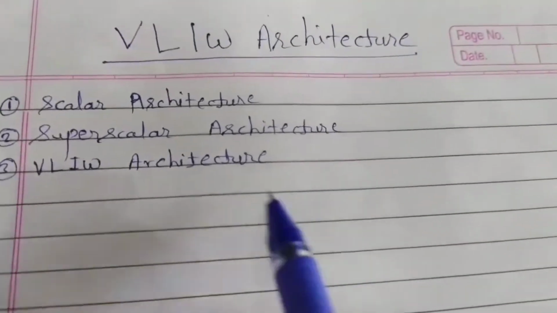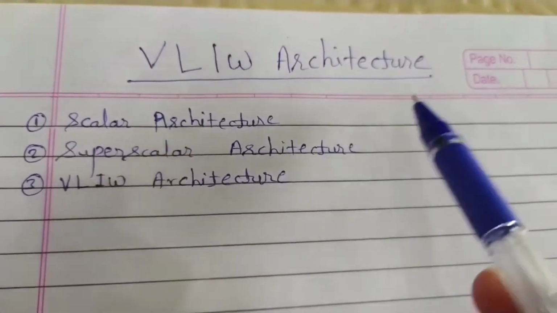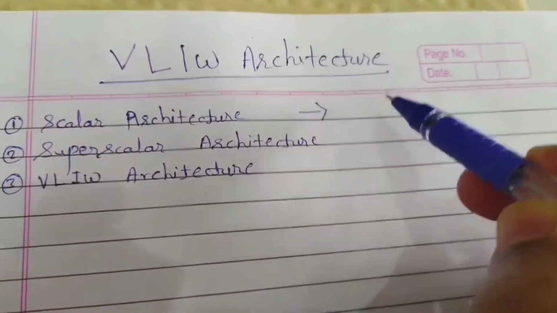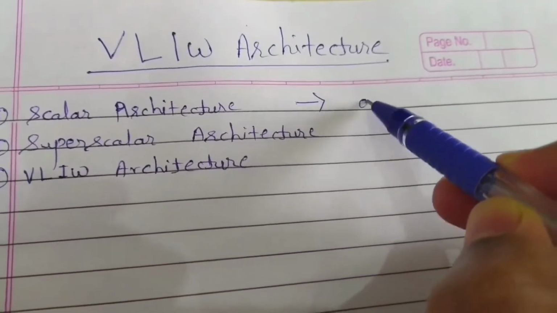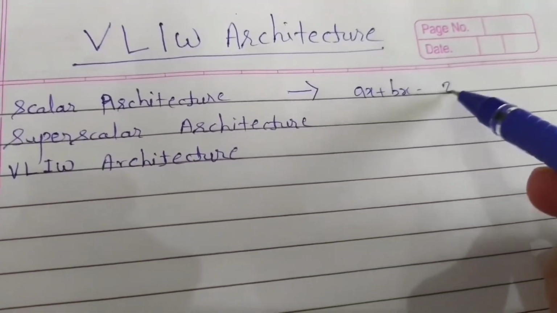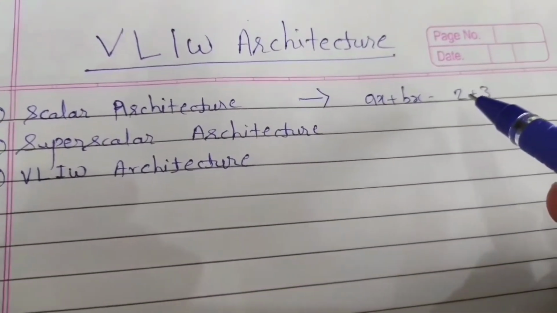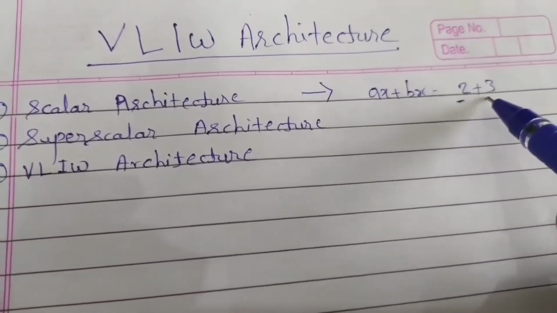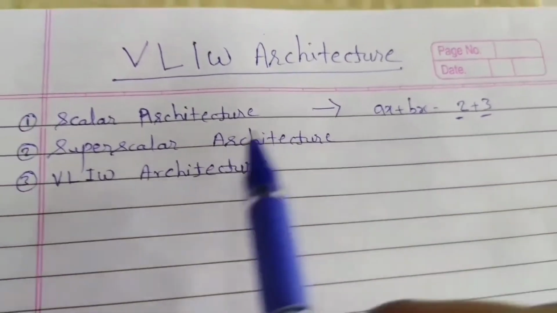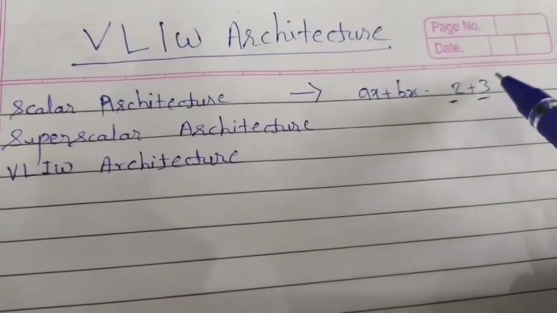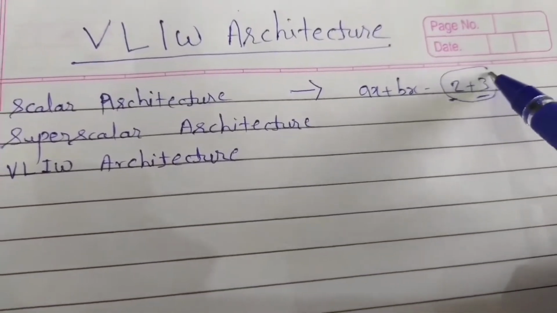Now, just as a revision, scalar architecture means the architecture or processor which works on scalar quantity. So, for example, ax plus bx or addition of 2 plus 3. So, processor which performs operations on scalar quantities is called as a scalar processor. Now see, here only one pipeline is used to perform this operation.